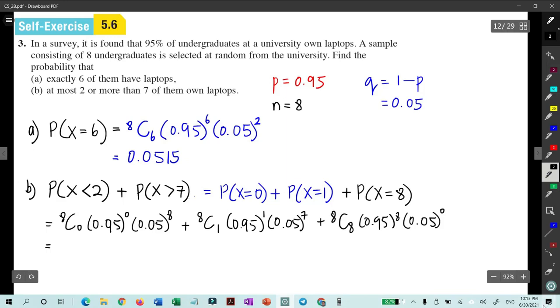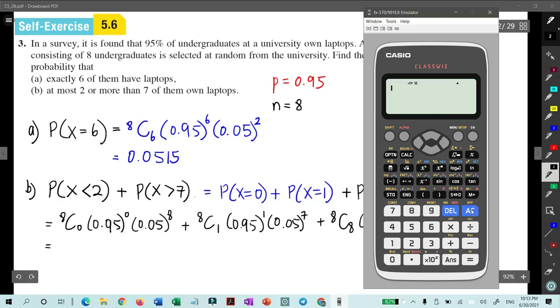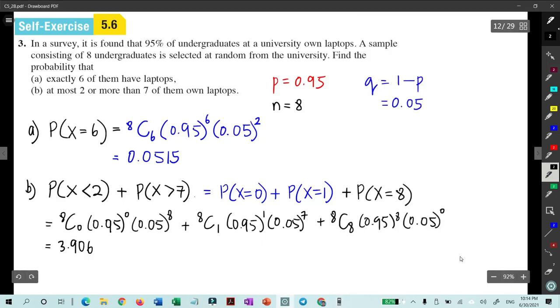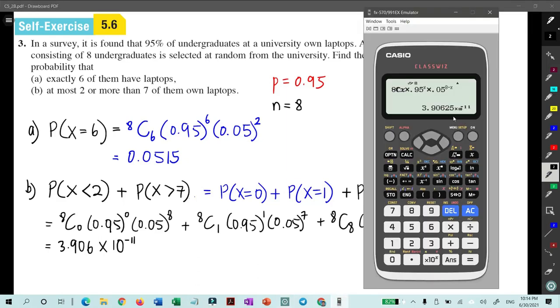Let's calculate all these values using the calculator. To do the calculation faster, I'm going to key in like this: 8C x, multiply with 0.95 to the power of x, multiply with 0.05 to the power of 8 minus x. Then we press calc, and for x equals to 0, the answer is 3.906, and don't forget it's actually times 10 to the power of negative 11. Look here, negative 11.